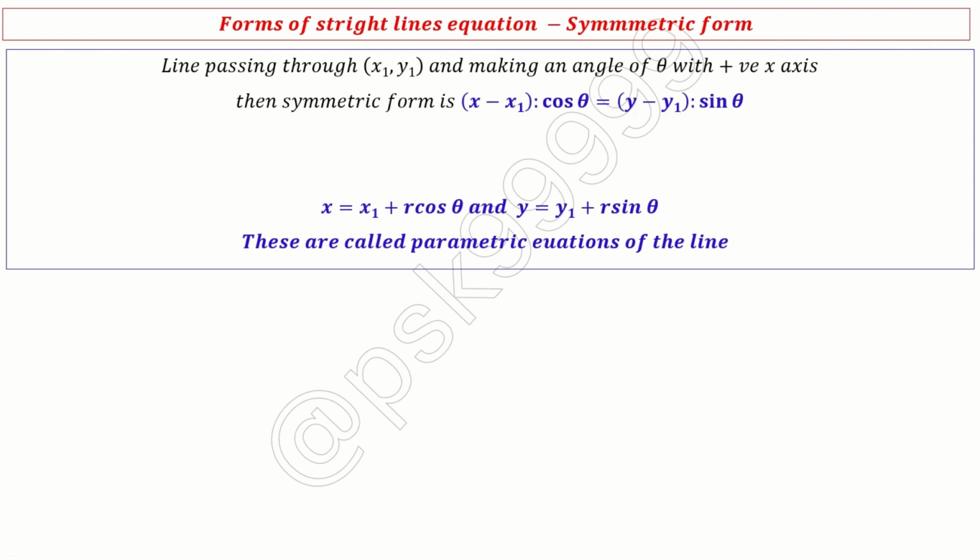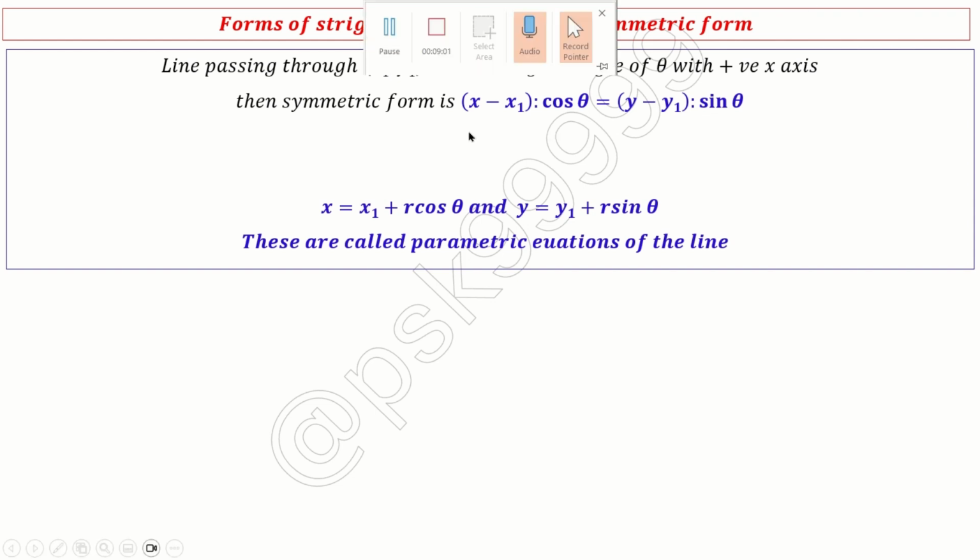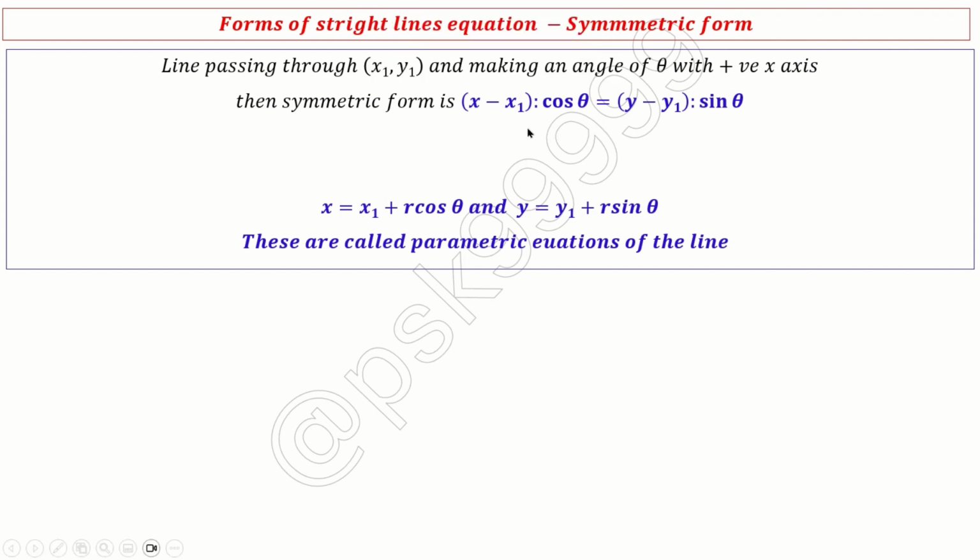Correct? So you can represent tan theta as sin theta by cos theta and take it to both sides. Okay, so it will become something like this. Correct? (x minus x1) over cos theta equals (y minus y1) over sin theta. This is called symmetric form. Why do we need to represent something in this form? What is the advantage? The advantage is that this form is written this way just to remember: cos theta is related to x minus x1, sin theta is related to y minus y1.